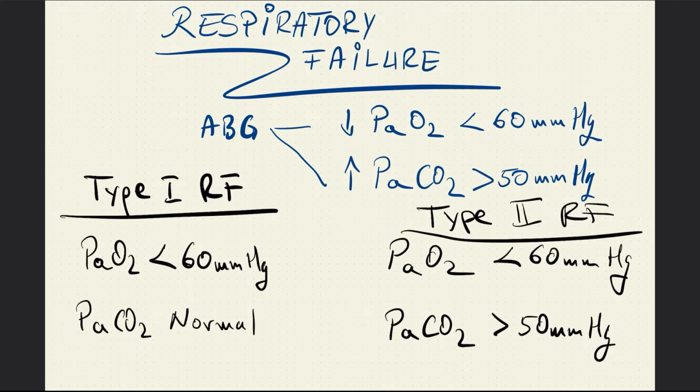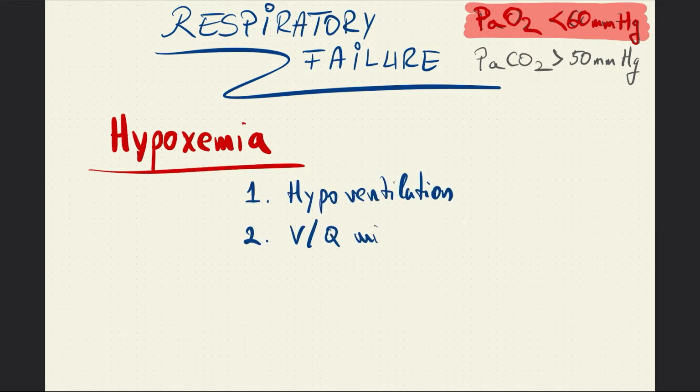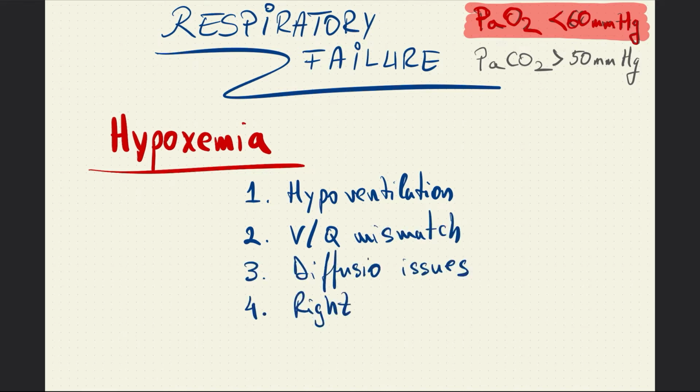In terms of practical aspects, you will be called to the ward or to the A&E for patients presenting with hypoxemia. So first, let's understand how hypoxemia occurs, because that is invariably present regardless of the type of respiratory failure. Let's have a look at general causes of hypoxemia: hypoventilation, ventilation perfusion mismatch, diffusion issues, right to left shunting, and altitude.